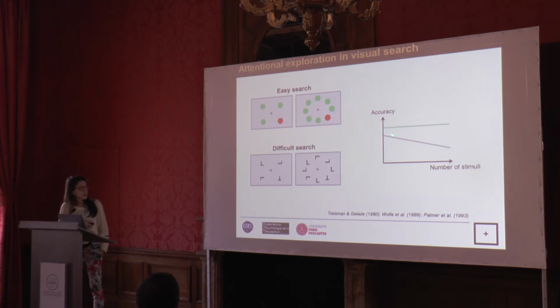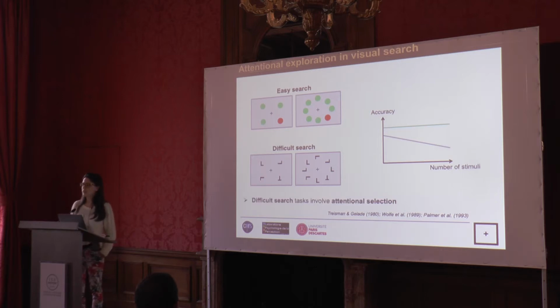And in this case, accuracy is going to decrease as a function of the number of distractors, or reaction time is going to increase as a function of distractors. So in this case, we assume that attention is involved. It's limiting our resources, and this is the way we can characterize it with those types of paradigms, with visual search.